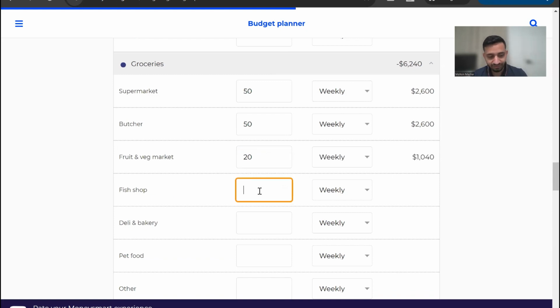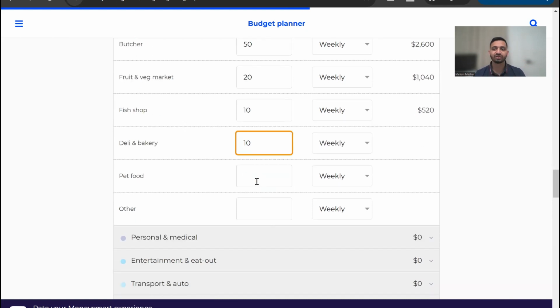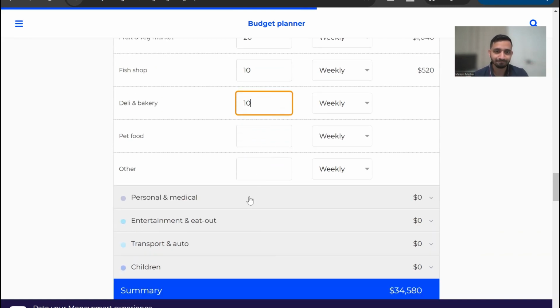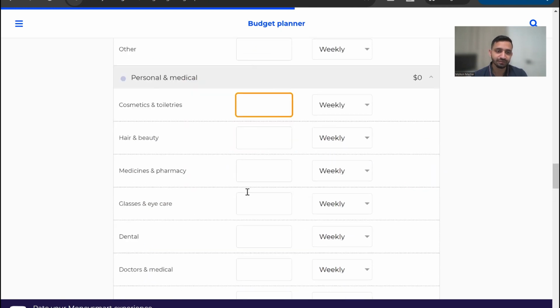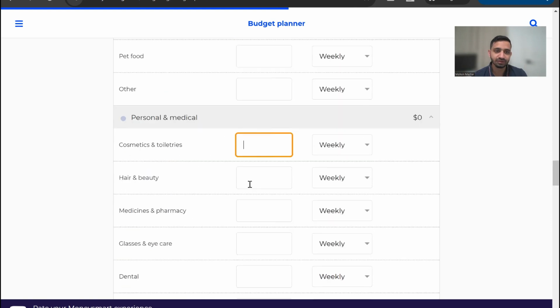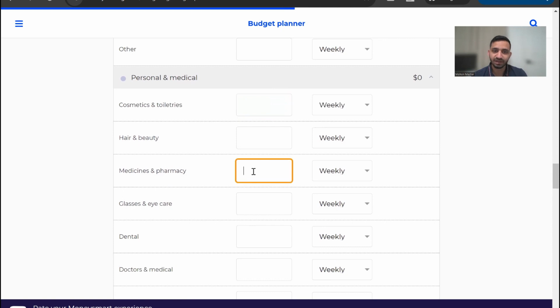Pescatarians can also have some fish, if you have some sort of fish bill as well. So you get salmon every now and then, $10 for that. Let's keep it that way. And then deli, let's say $10 for the deli and bakery as well. Pet food, you don't have any pets at the moment, let's say, and we are not going to put any money for that. Personal medical, you should have something for your personal and medical, but at this point in time, I am thinking medicine and pharmacy.